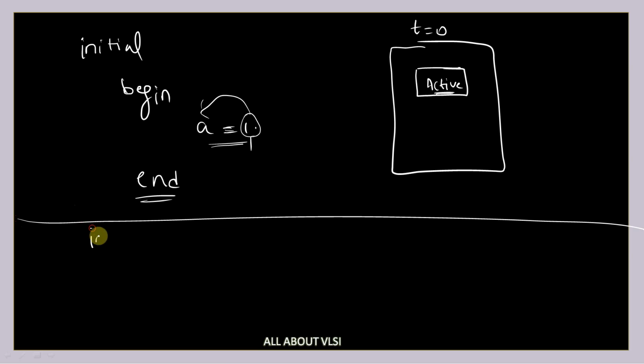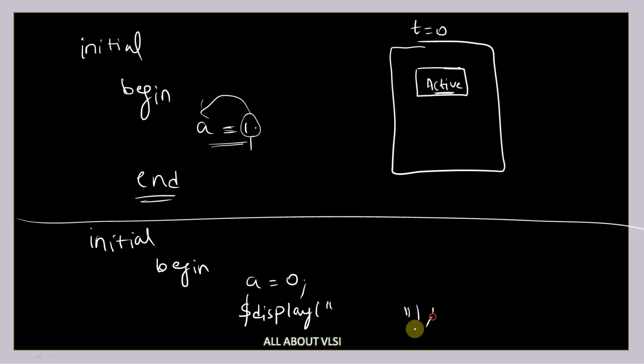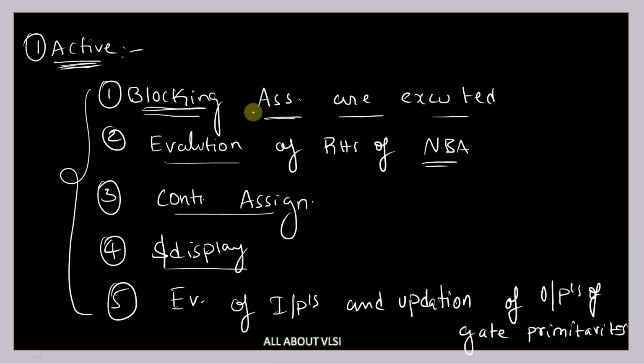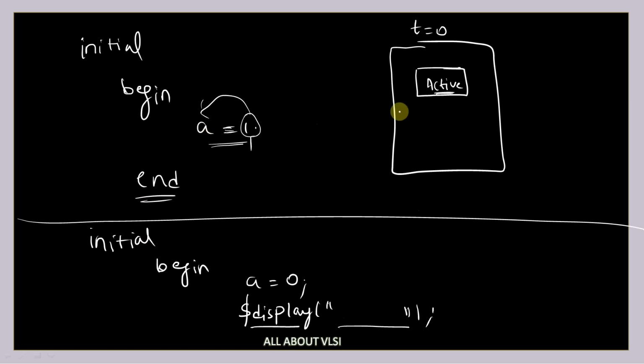Now if we write initial begin A is equal to 0, a blocking assignment, followed by dollar display. Then what is going to happen? We are writing a blocking assignment and a dollar display also. In the active region we have seen blocking assignments will be executed and the dollar display statement will also be executed in the active region only. So that is why this statement will be printed and our simulation will end.